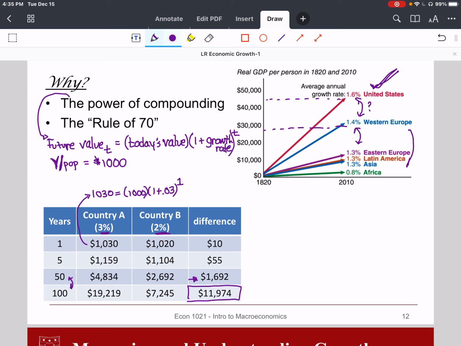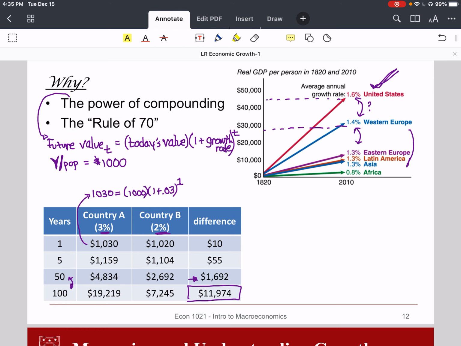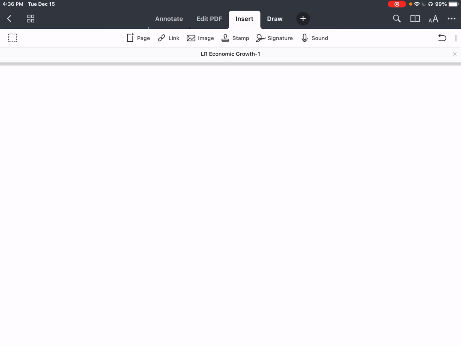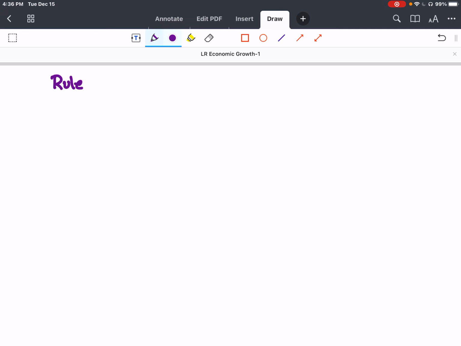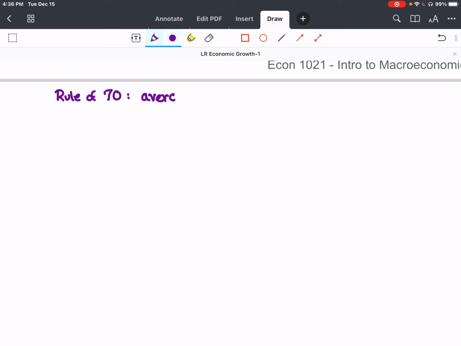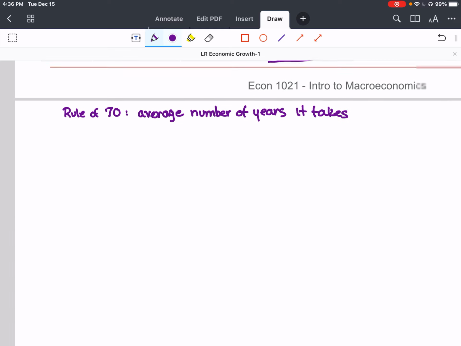We can also see this by reminding ourselves of the rule of 70. So the rule of 70, you might recall, is a kind of rough rule of thumb that told us something about growth, and that is the idea that the average number of years it takes a variable to double.